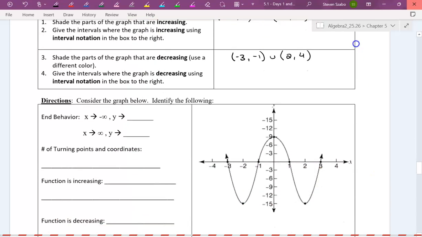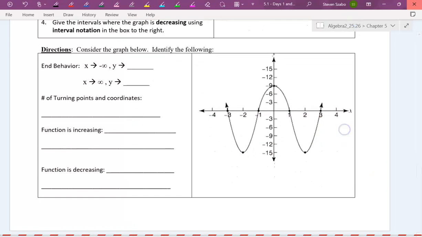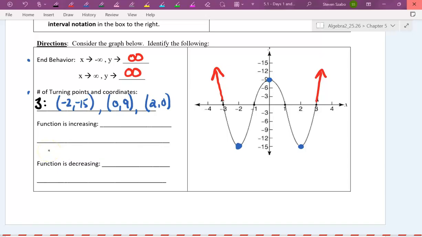Okay, on the next problem, we're kind of putting a lot of this together. I want us to describe our end behavior, state the number of turning points and the coordinates of them, and then describe when the function is increasing and when the function is decreasing. Go ahead and try, at the bare minimum right now, try those two parts. All right, so I've identified them on the graph.